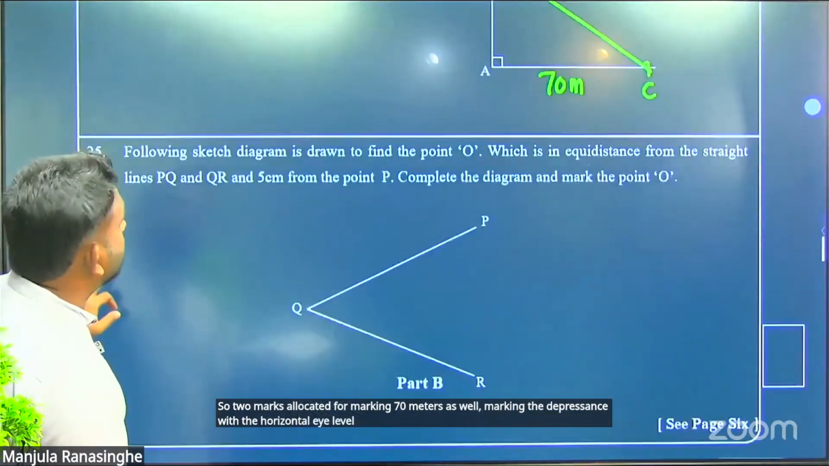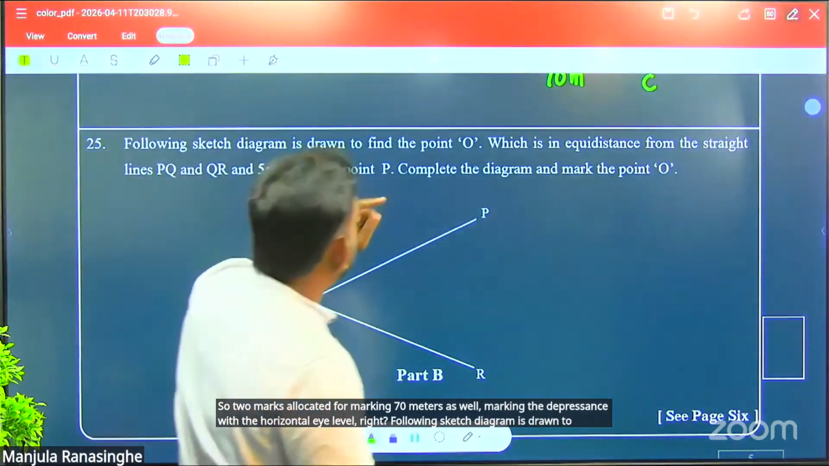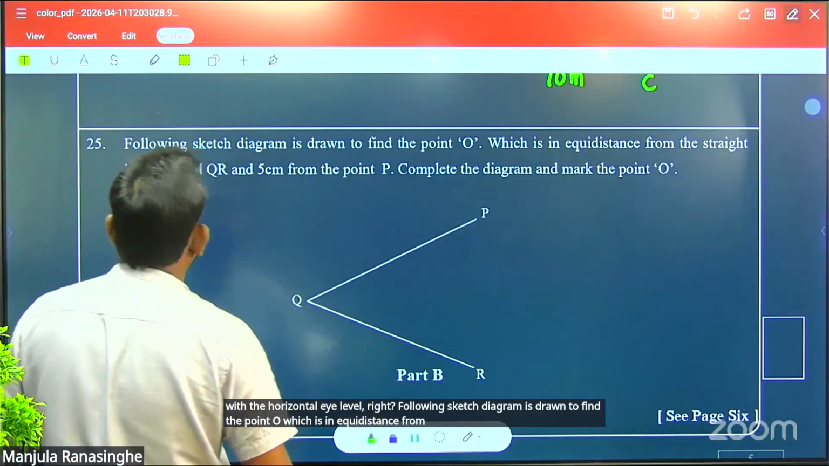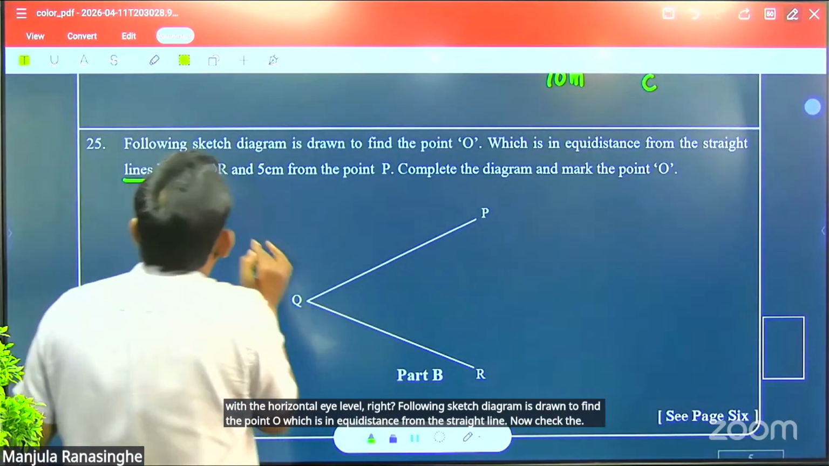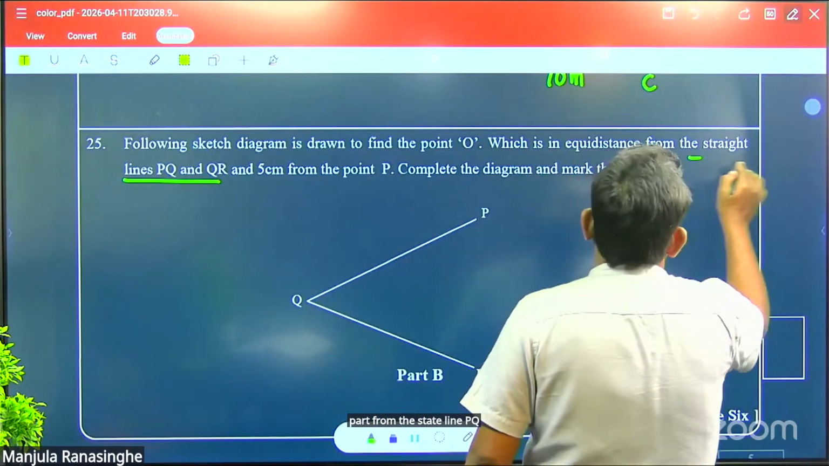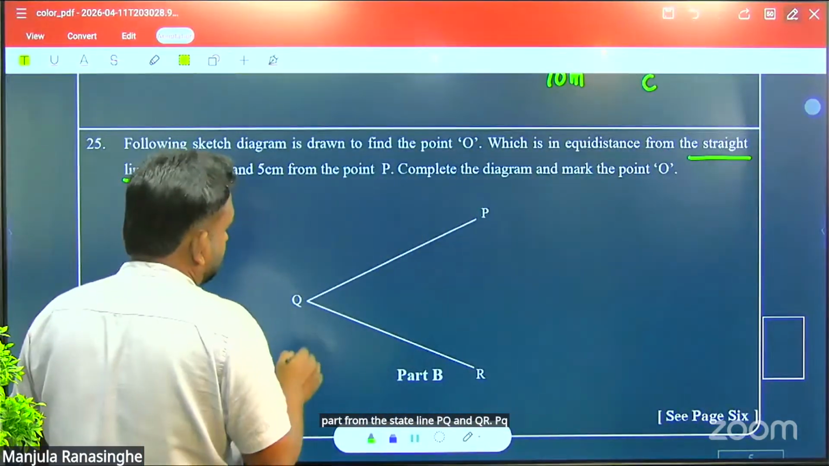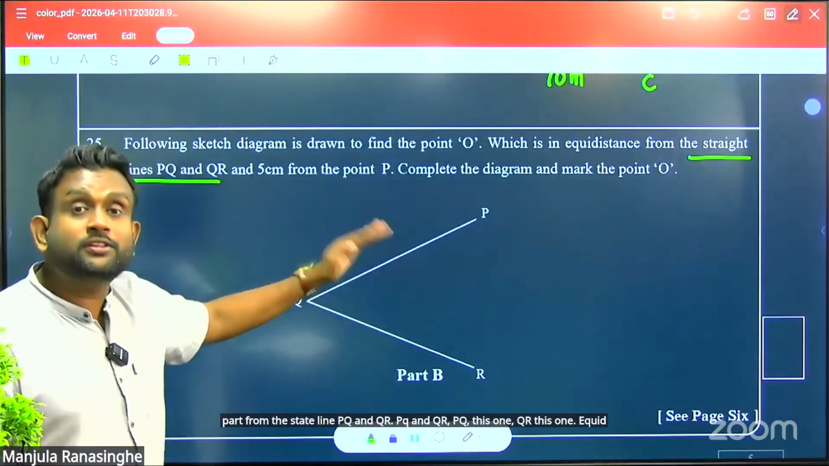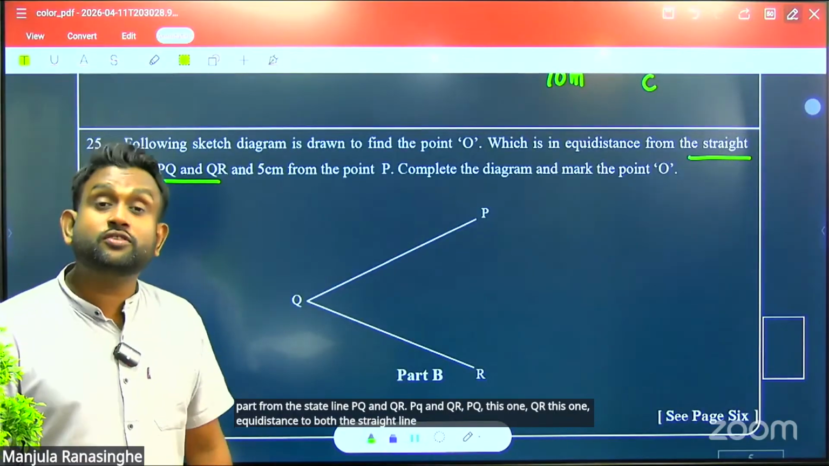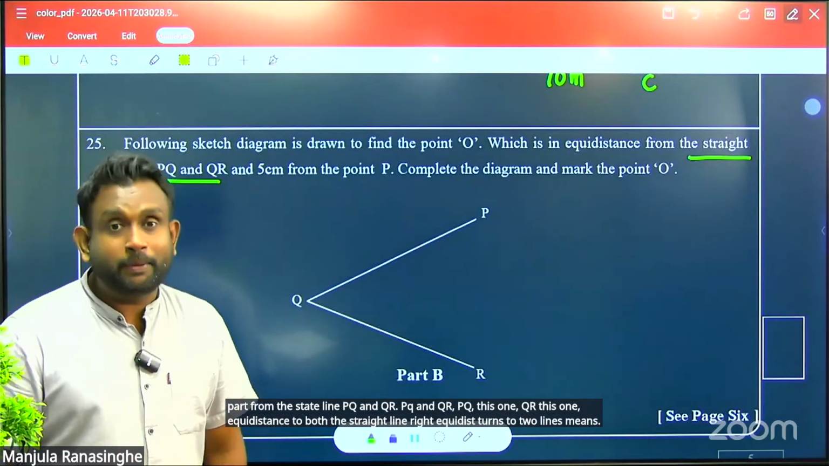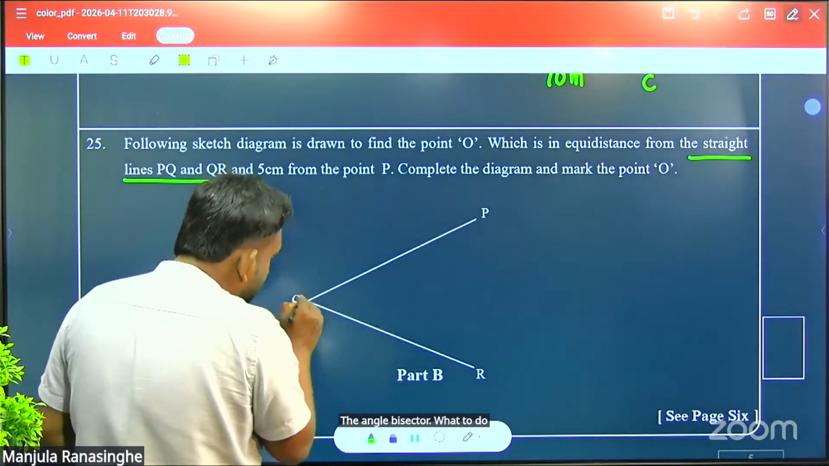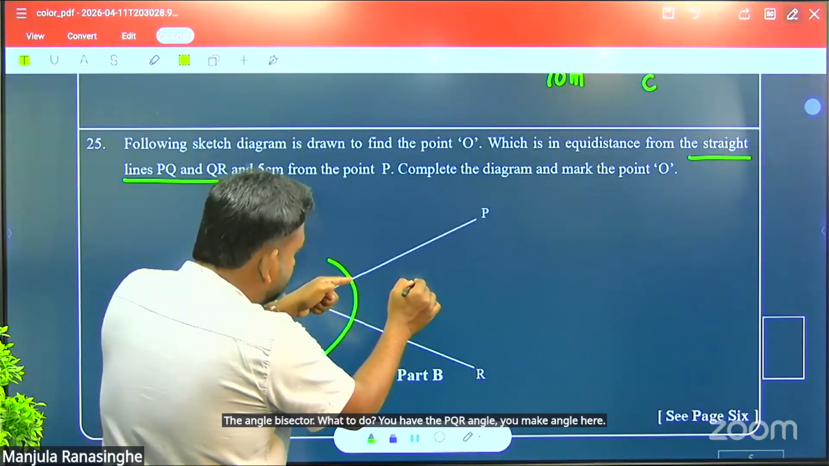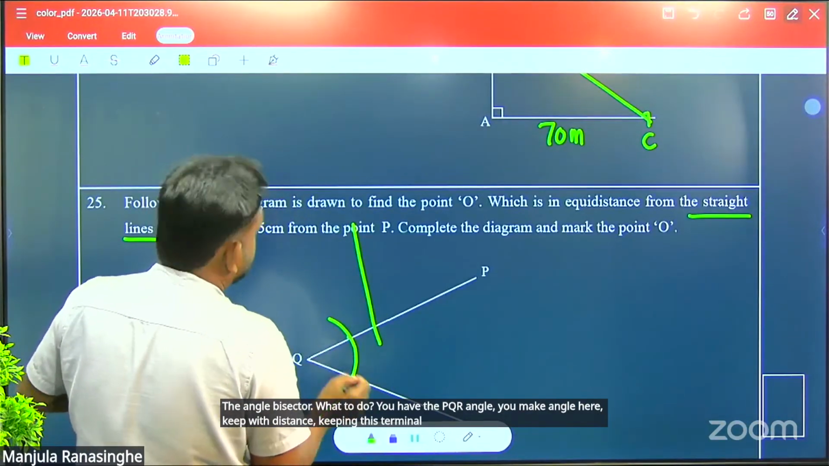The following sketch diagram is drawn to find the point O which is equidistant from the straight lines PQ and QR. PQ this one, QR this one. Equidistant to both straight lines. Equidistance to two lines means the angle bisector. What to do? You have the angle PQR. You make an arc here, keeping a bit of distance, keeping this terminal.